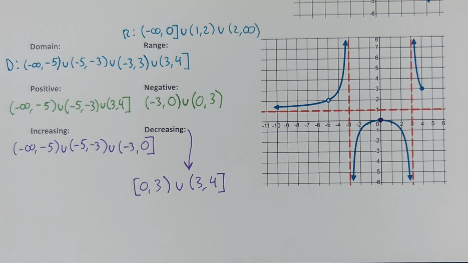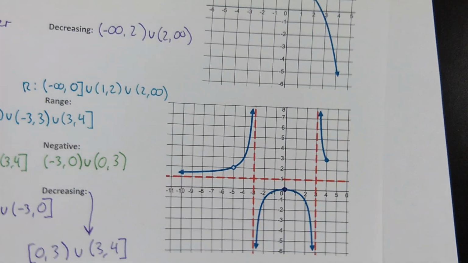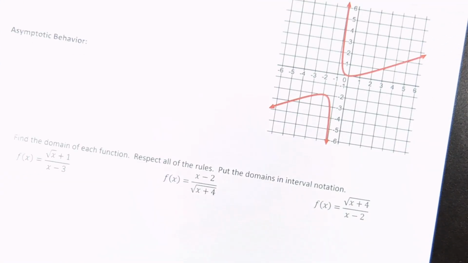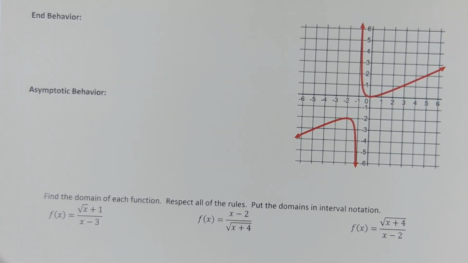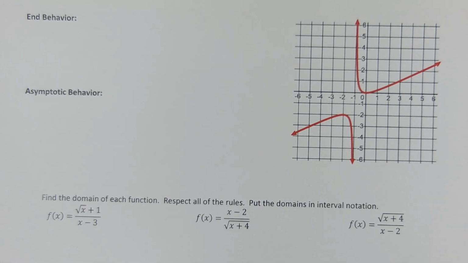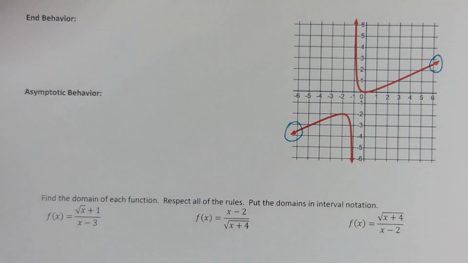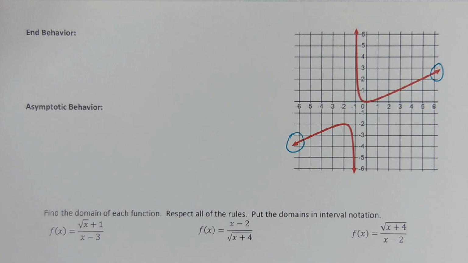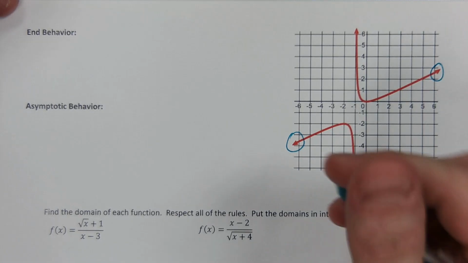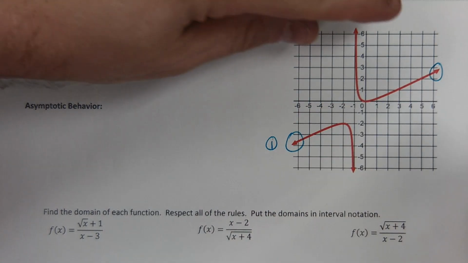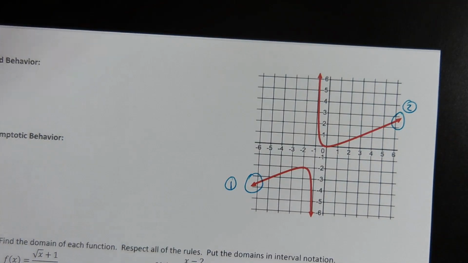Very complex example. Okay. I'm going a little fast, but that's because you have the ability to pause if it's a video at home, right? So, for this graph, we're talking about end behavior and asymptotic behavior. End behavior specifically is talking about the left and the right arrows. We have two of them. We'll call this arrow 1. We'll call this arrow 2.